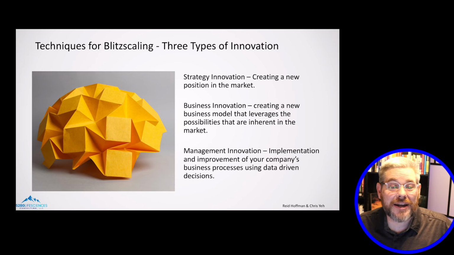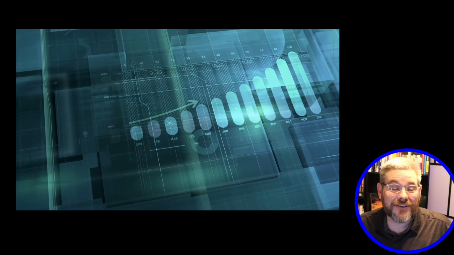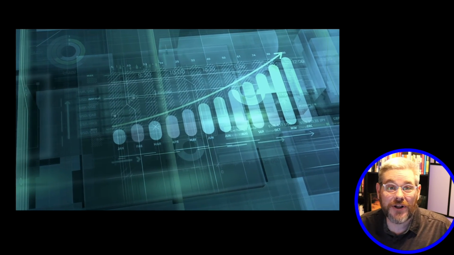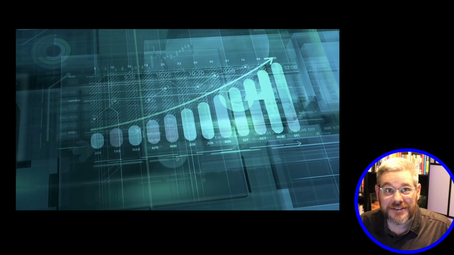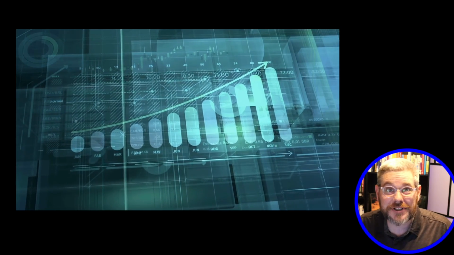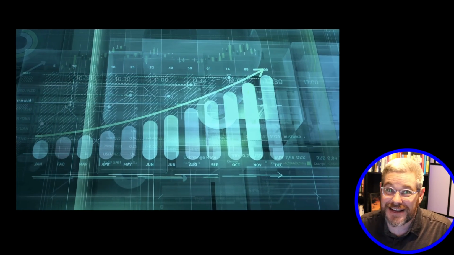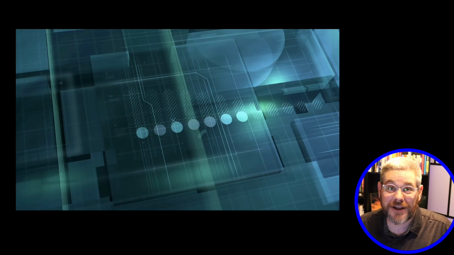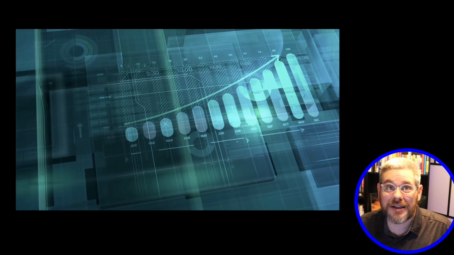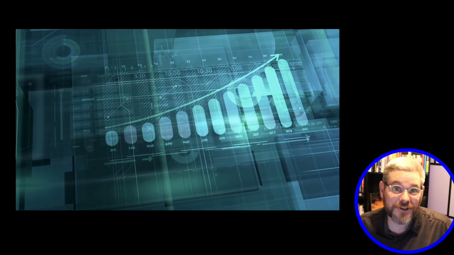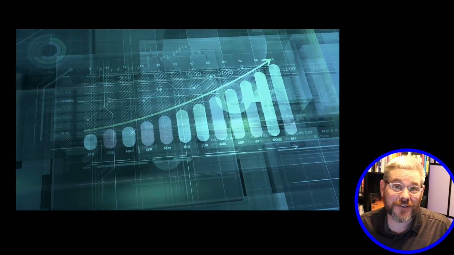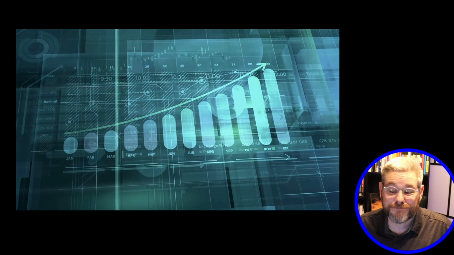The third one, management innovation, is really around implementing and improving your company's business processes using data-driven decisions. And so again, how do you use the information that's available at your fingertips to better position you over your competition in the market? You could use KPIs as an example, but also purchasing metrics or being able to see buying behaviors of your customers would be another great example of this.